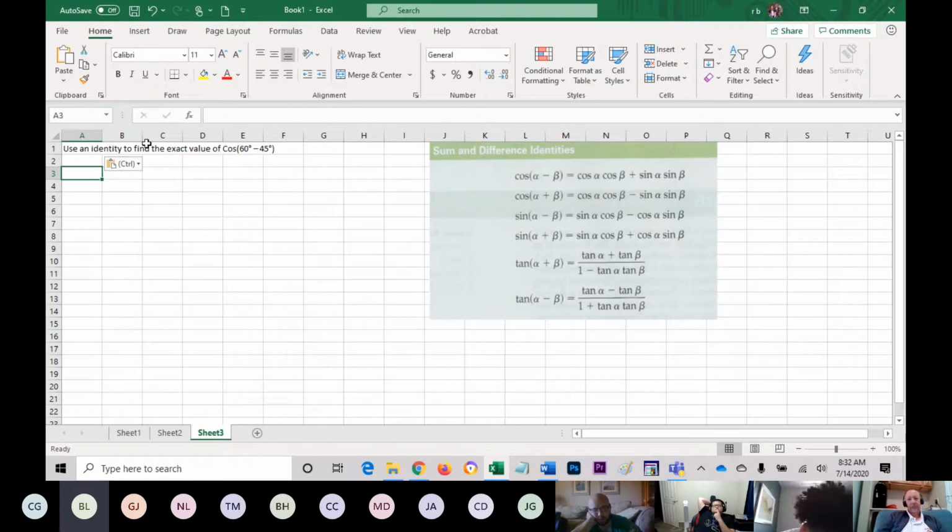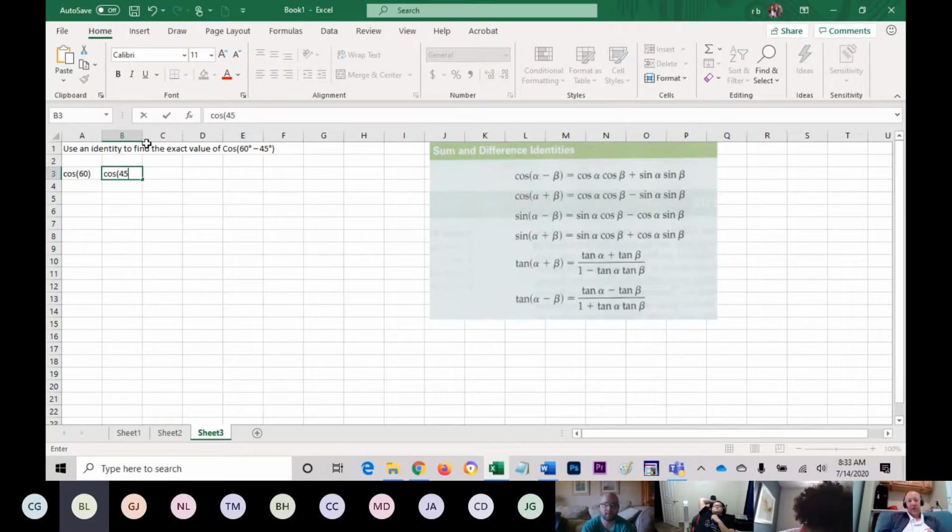So cosine of 60 degrees is... Well, just tell me what to write first, and then we'll figure out the letters later. Okay. So cosine of 60 times the cosine of 45. Or sorry, I'm reading the wrong part. Yeah. Plus sine of 60 times the sine of 45.